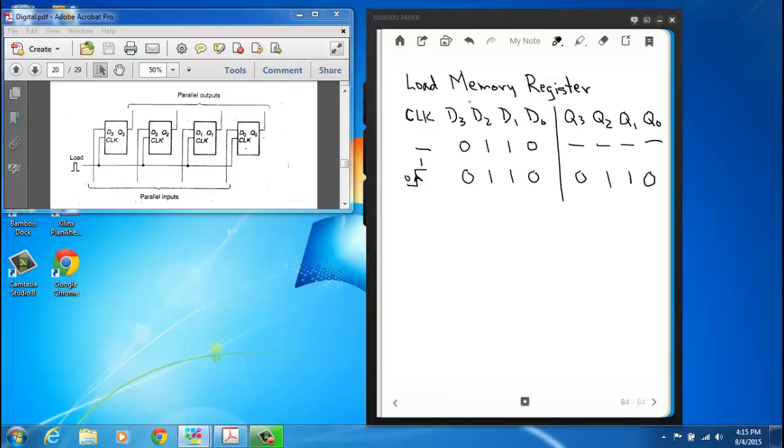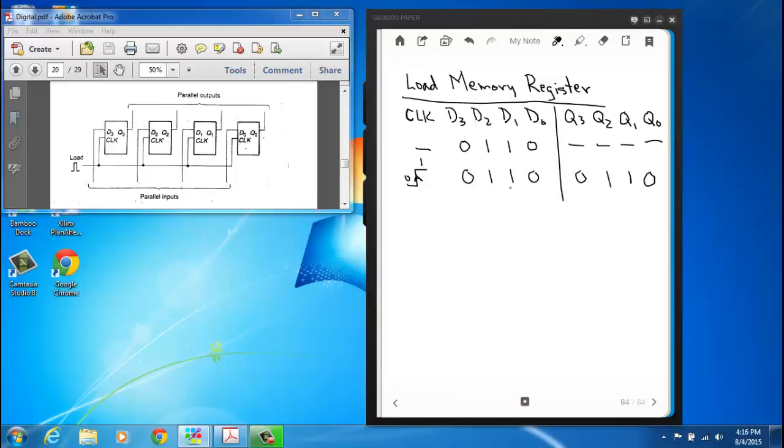So here's a fundamental difference between loading a memory register and loading a shift register. When you load a memory register, it only takes one clock pulse to load it, regardless of how many bits you're loading. If this was an 8-bit memory register, we'd have 8 edge trigger Ds connected the same way as this 4-bit, and it would still just take one clock pulse to load all 8 bits. If it was a 64-bit memory register, again, it would only take one clock pulse to load it. Now, if you have a 64-bit shift register, it's going to take 64 clock pulses because it takes a clock pulse per bit that you load, as we saw in the previous video.